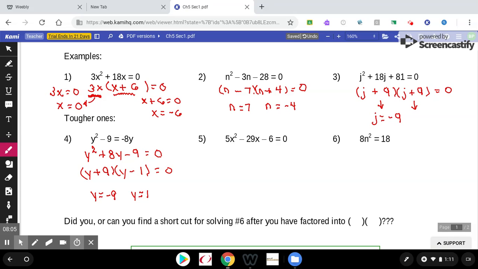All right, number 5, a little tougher. You should still check for GCFs. Is there a number that goes into all of those? And the answer is no. Do they all have X's? No. So it's got to be this thing.